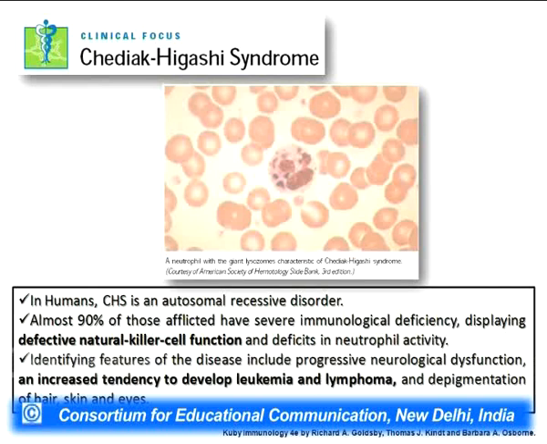If we see the image here, the neutrophils, or the immune system cells, are showing abnormal conditions. In this syndrome, the patient suffers from defective immune killer cell functioning, and there is also a deficiency of neutrophil activity. So the patient has an increased chance of developing leukemia and lymphomas. Cancer formation increases in these patients because of the absence of an appropriate and effective immune system mechanism.